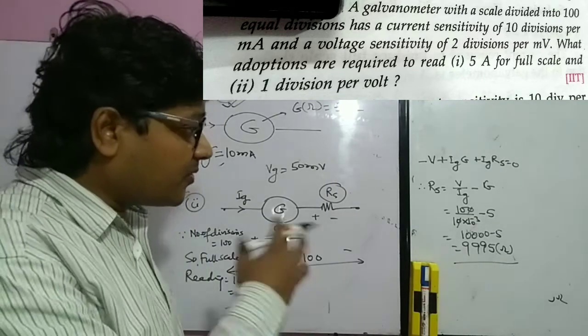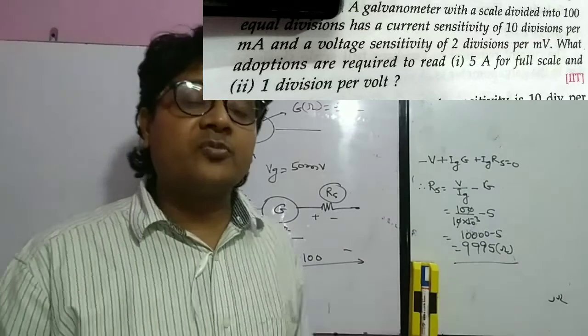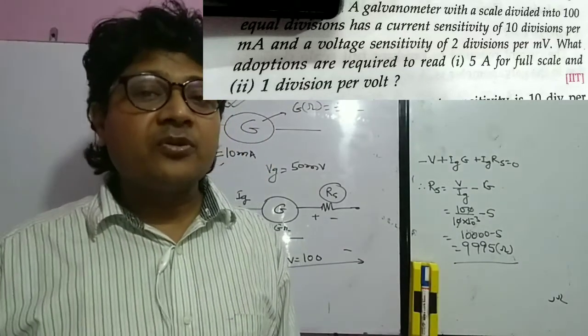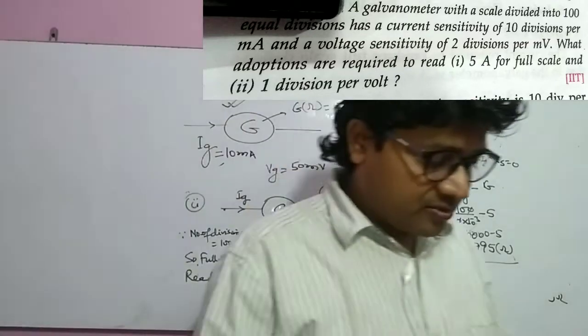Right? So in this way we can convert a galvanometer into a voltmeter and a galvanometer into an ammeter, right? Thank you very much.